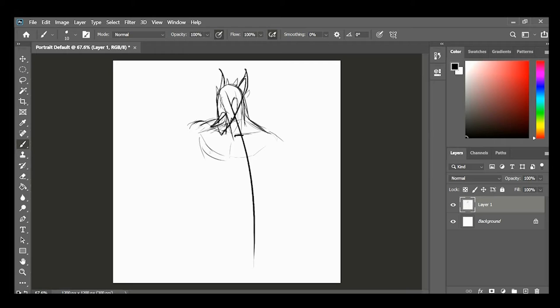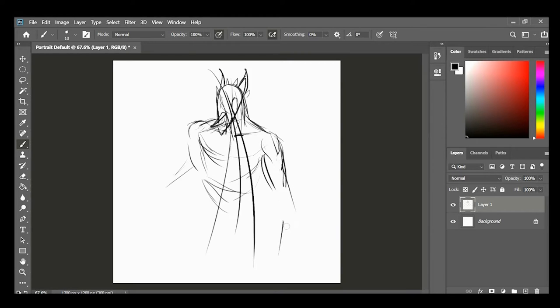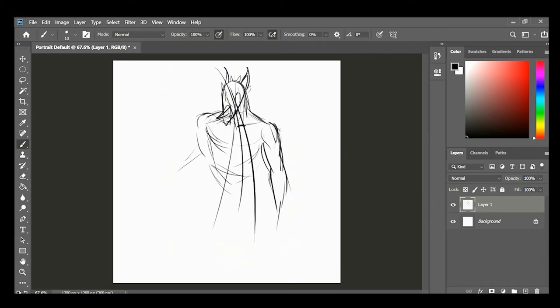Now, I'm only accustomed to drawing humanoids, not anything with anthropomorphic, what's the word? Characteristics? Yeah, that's what I'm looking to say. So here we see I'm resizing, trying to get anatomy down.